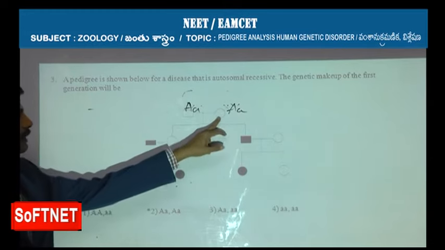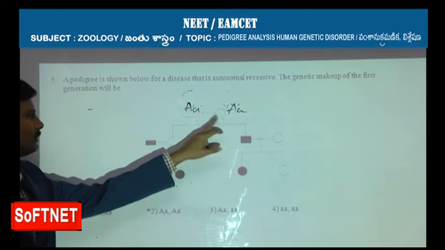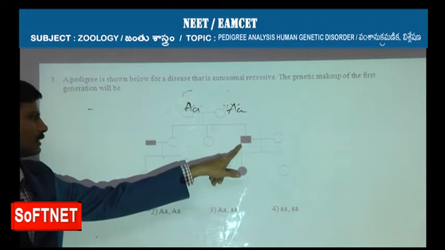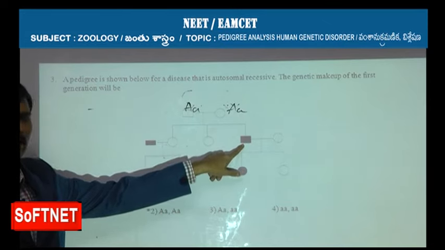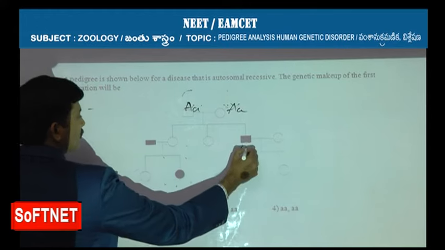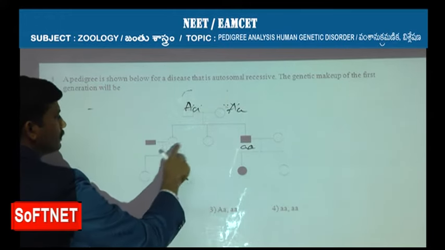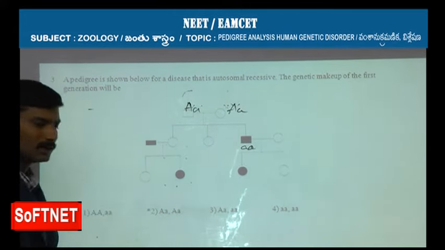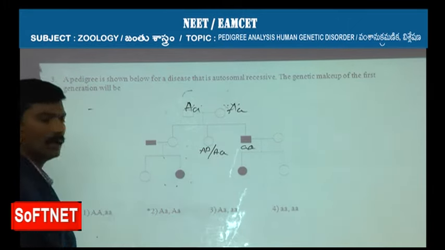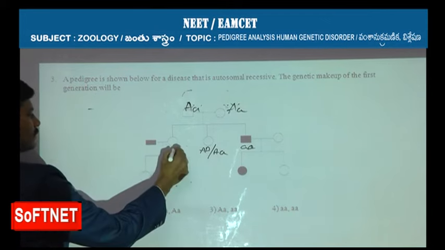So both the parents remain unaffected over here. And if both the parents are unaffected, one of the progeny gets affected. So a recessive condition always appears in homozygous condition. So the progeny always inherit those alleles from both the parents. And so the progeny can be this one. Whereas the other progeny remain unaffected, which means they can be present either in homozygous condition or heterozygous condition. The same is the case with the other daughter.